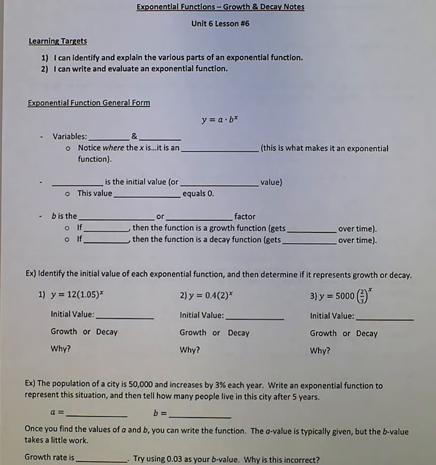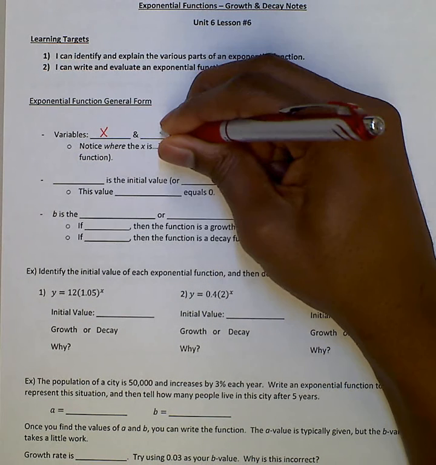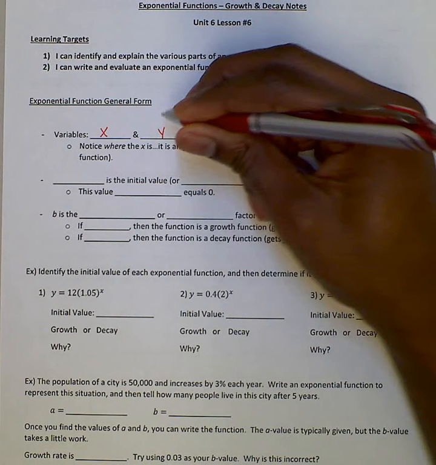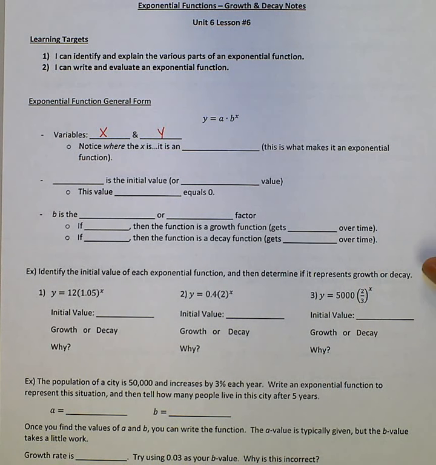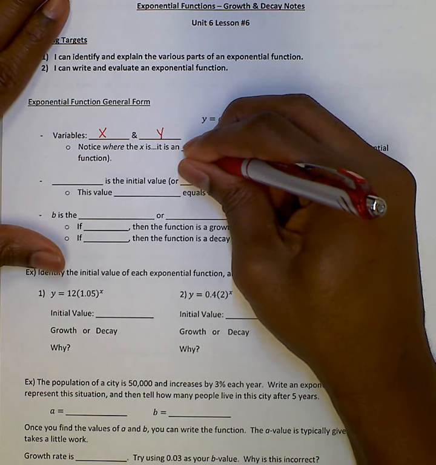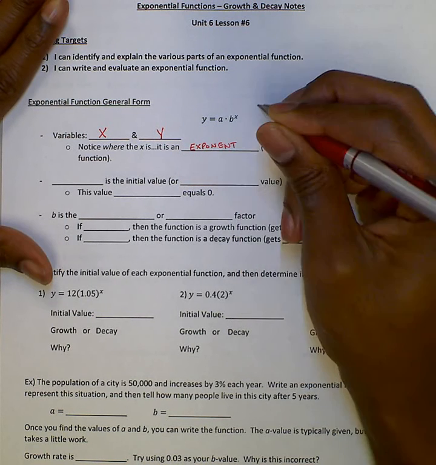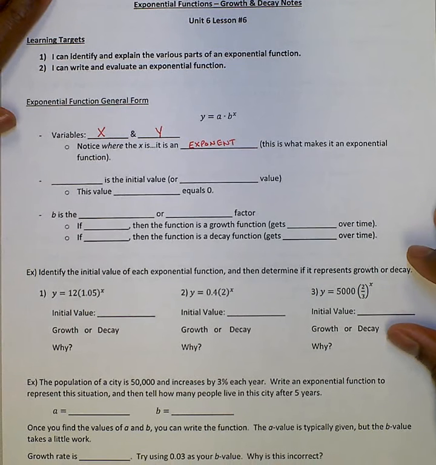Okay, so let's talk about exponential functions in general form. The variables are x and y. Those are the things that we're going to change throughout. And notice where x is, it is an exponent. And that is why this is called an exponential function.